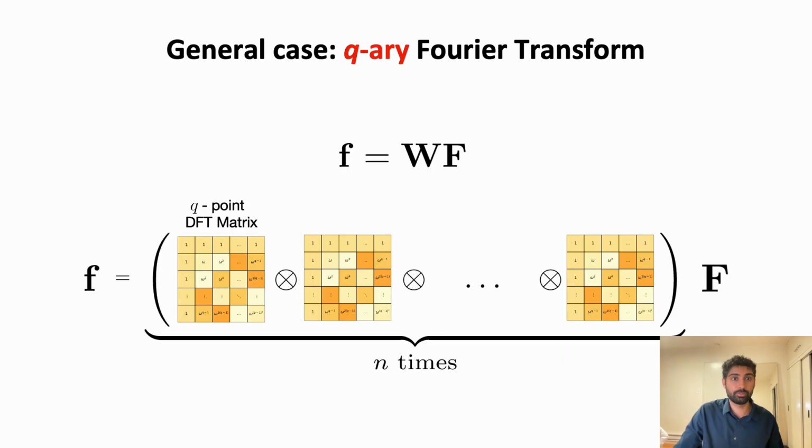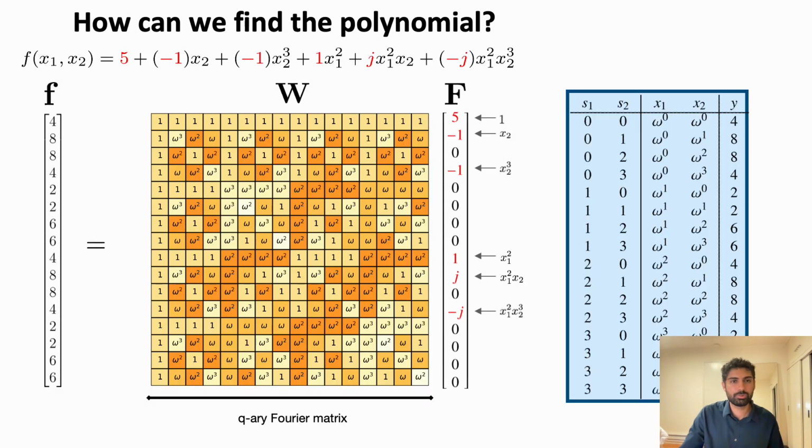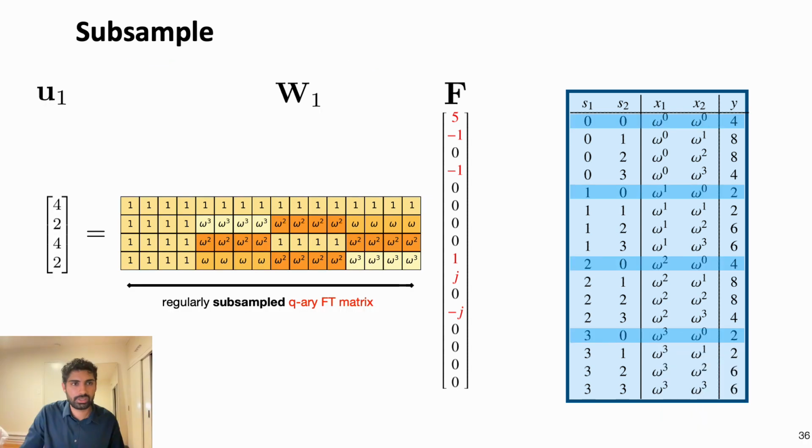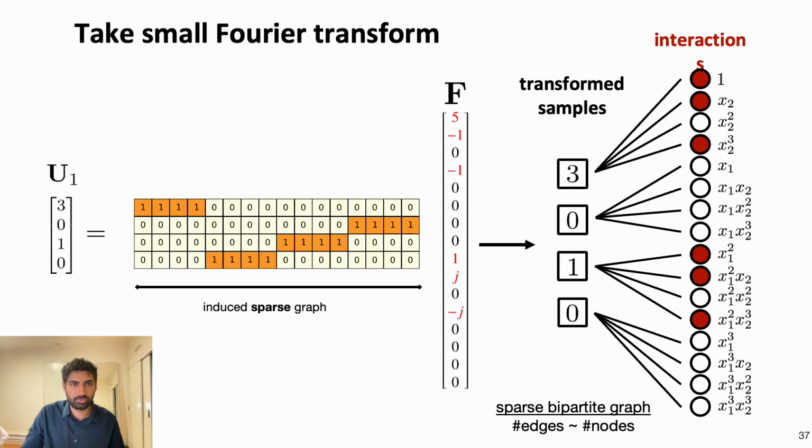Everything we've been talking about is for the binary case, but everything carries forward to the q-ary case as well, with a few differences. So for example, the matrix W now, instead of being a Hadamard matrix, is the q-point DFT matrix, Kronecker product with itself n times over. And a lot of places where we saw -1s before are replaced with qth roots of unity. And of course, now we can have complex values in our Fourier transform as well. So you see here there's some j's around. But otherwise, we do essentially the same procedure. So we subsample, and we take a small Fourier transform from our subsampled function, and we end up with this same type of graph structure.